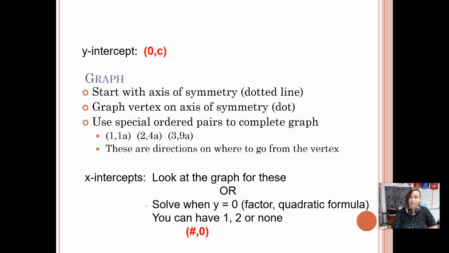X-intercepts need to be written in the format of a number, comma, 0, similar to the y-intercept where it was 0, comma, a number, but reversed because x and y are different. This concludes our first video. In our second video, I'll do an example of finding all of the things that we can find without graphing.